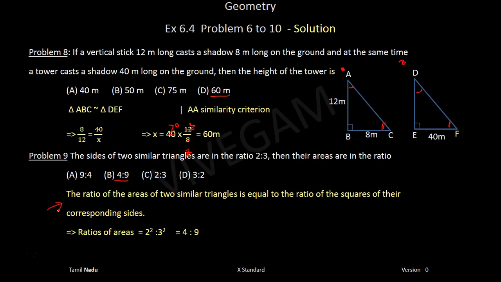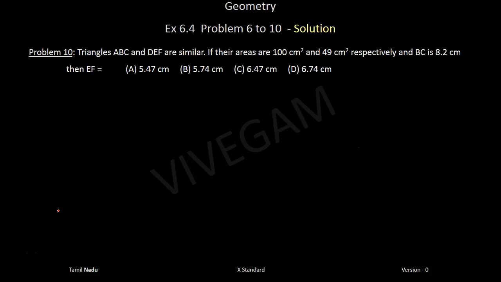The other one is perimeter. The ratio of the perimeters of two similar triangles is equal to the ratio of the corresponding sides. Problem 10. The triangles ABC and DEF are similar, their areas are 100 and 49 centimeter square respectively, and BC is 8.2 centimeter, then EF is equal to. So let's draw. They are similar triangles.